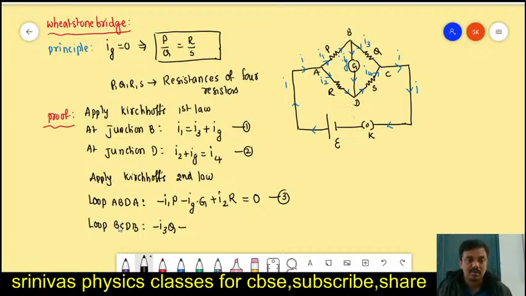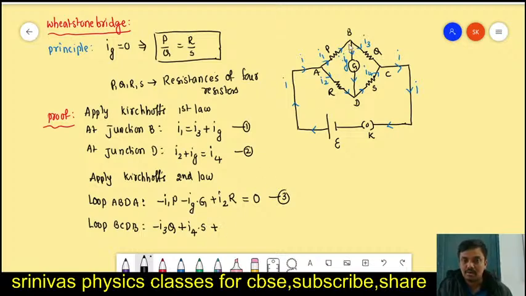Next, C to D I am going. B to C completed. C to D, I am going C to D, but the current is going D to C. Upward direction of the current I am going. You have to take plus IR. I is I4. R is S. Next, D to B. Upward direction of the current I am going.